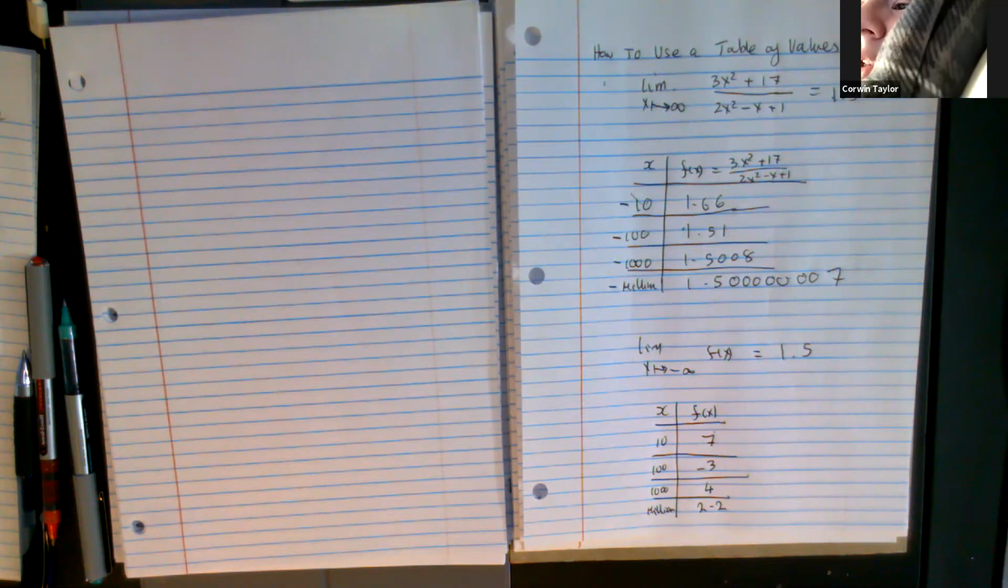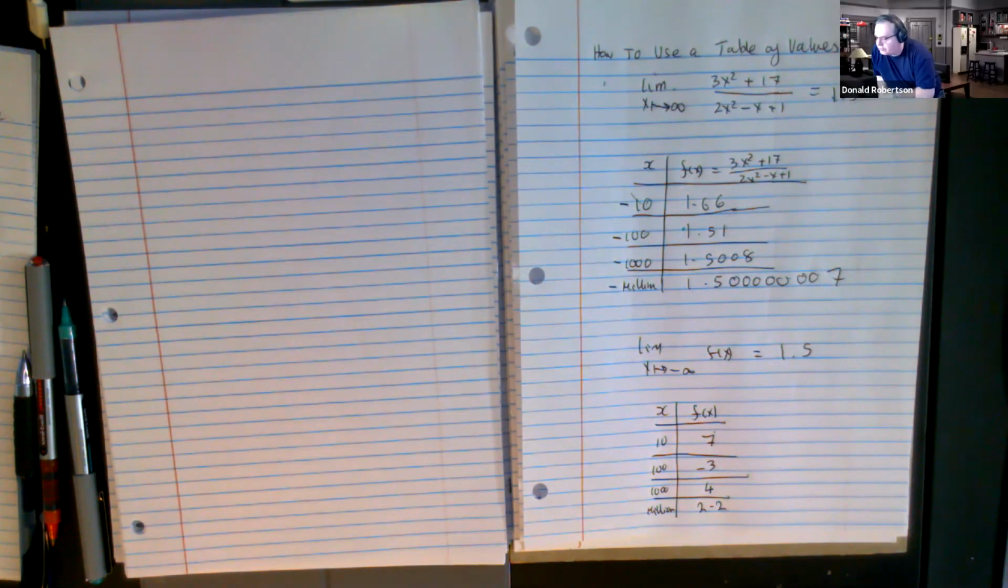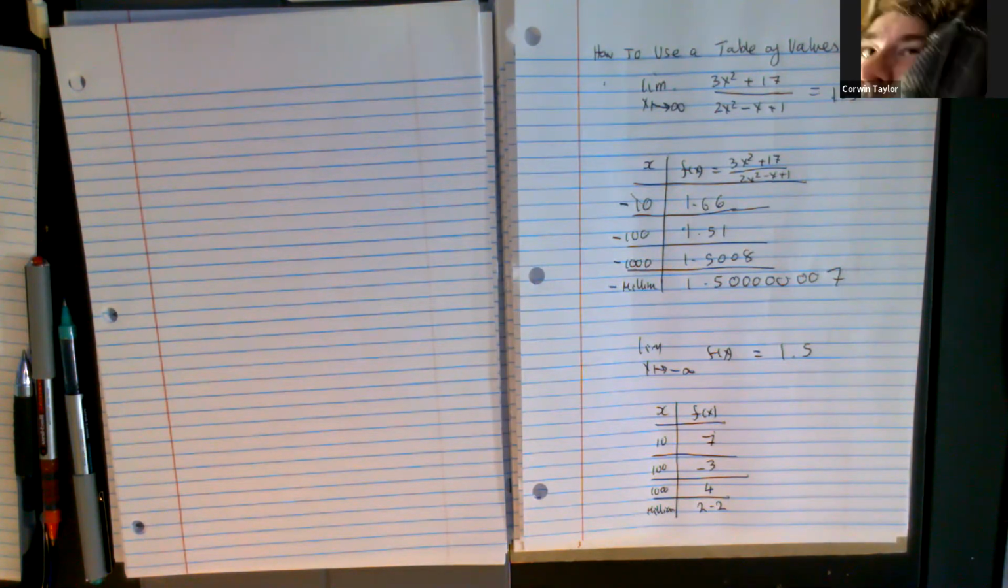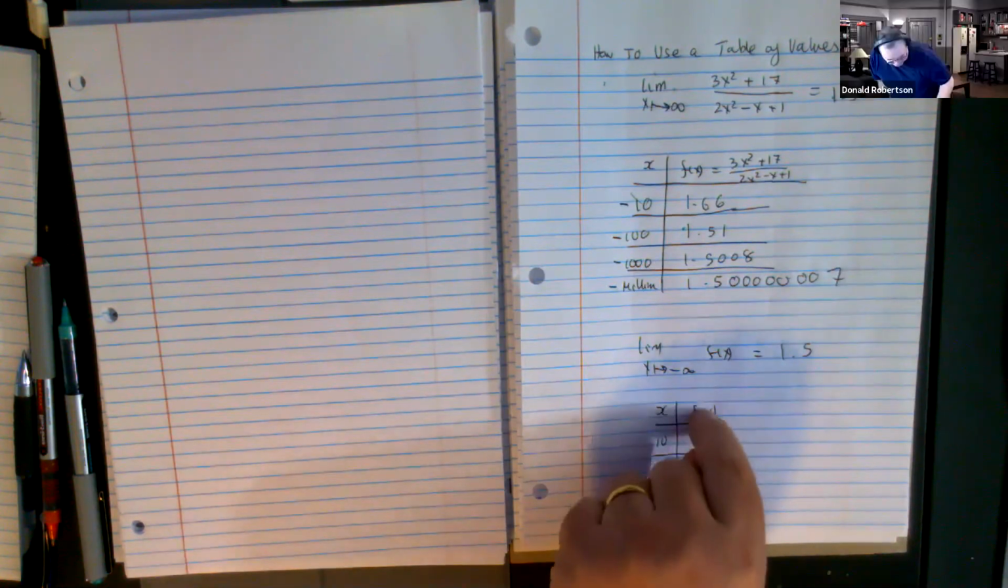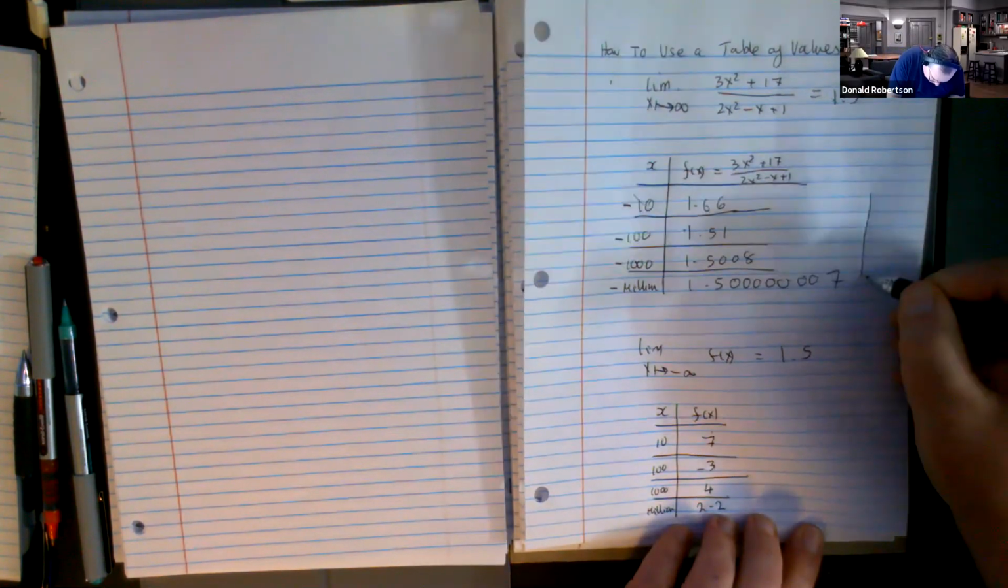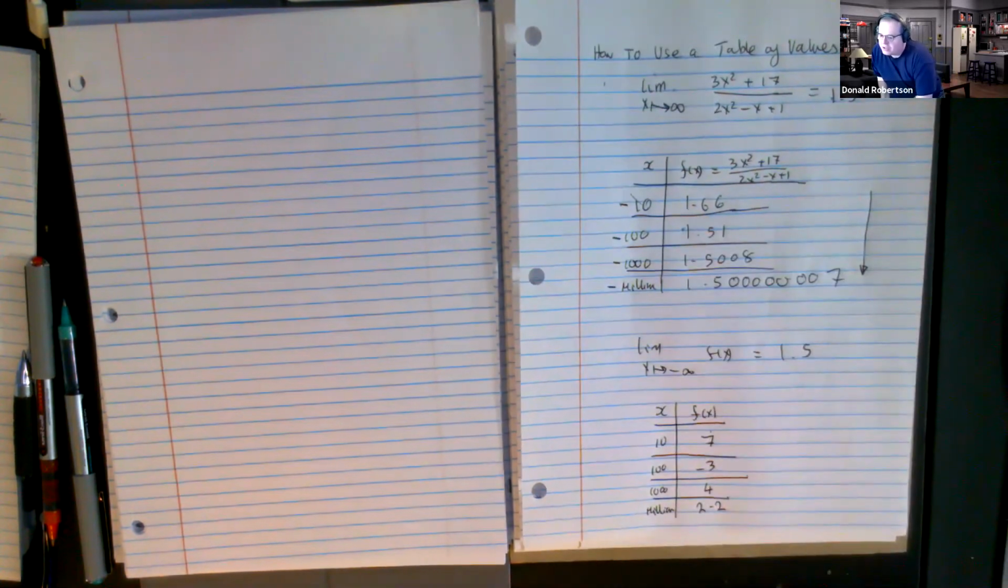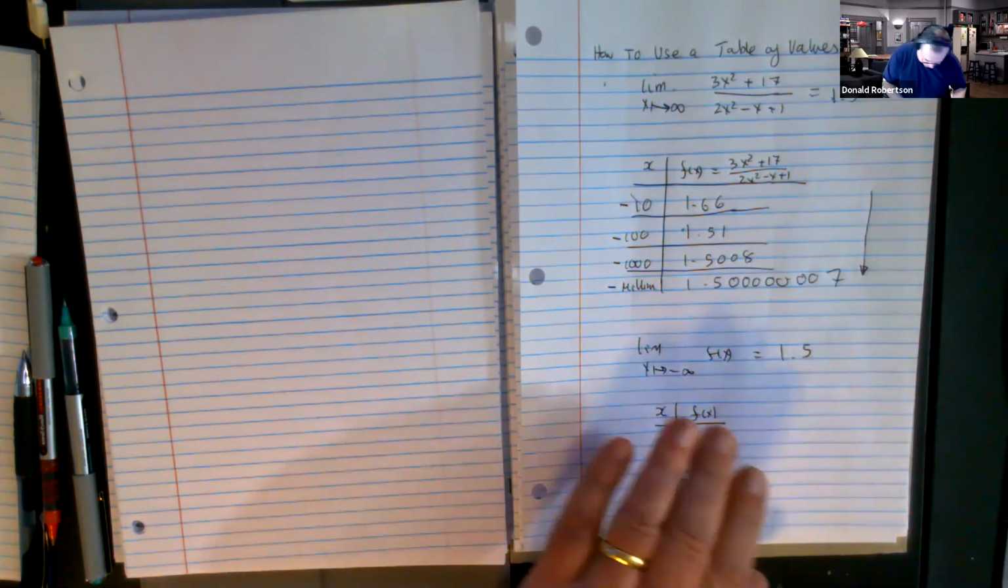Doesn't exist, because it's a sine function or cosine, or some function that just oscillates up and down with no particular rhyme or reason. So when the table has no discernible pattern, whereas here you're homing in on a number, if it doesn't have that, then you basically just say does not exist. That would be your reply.